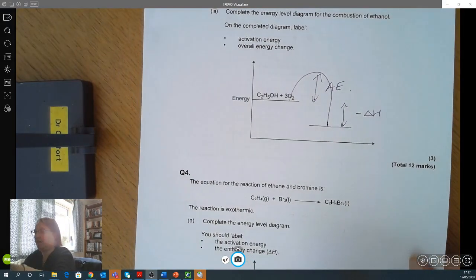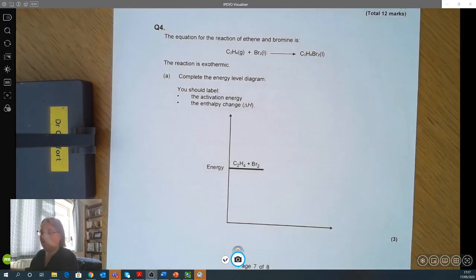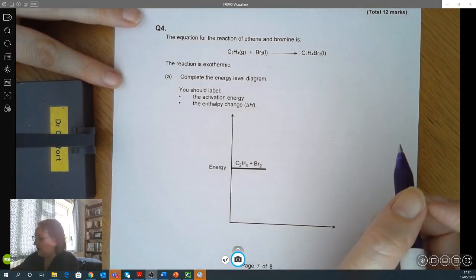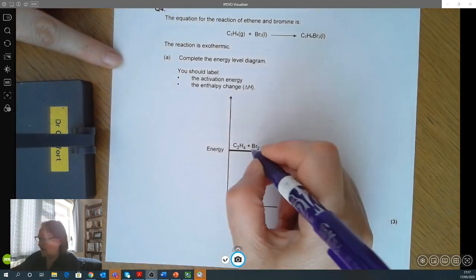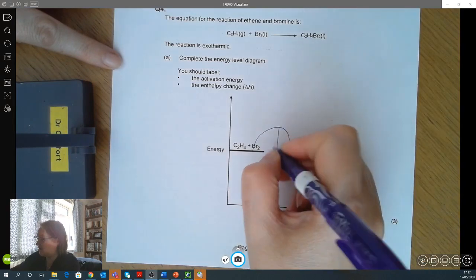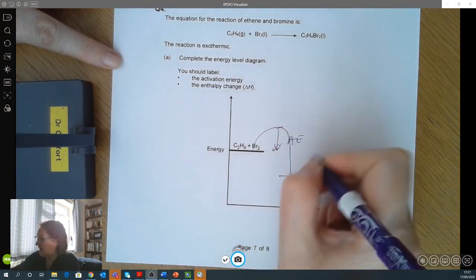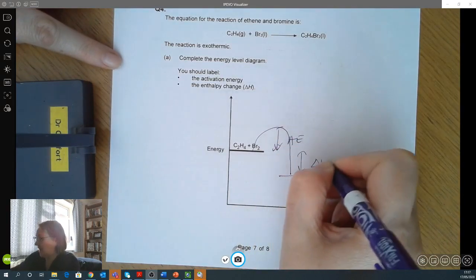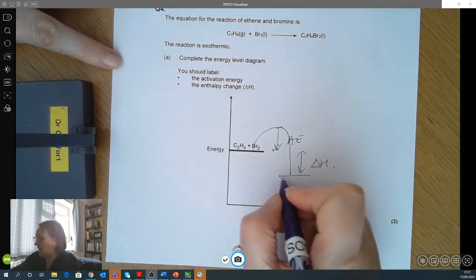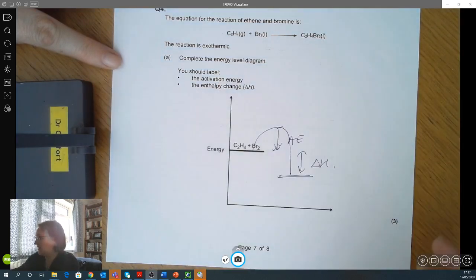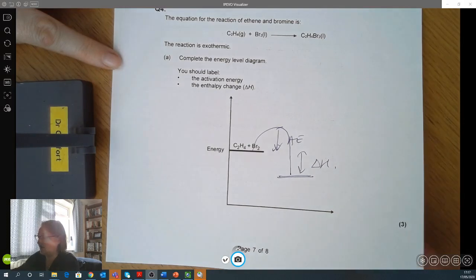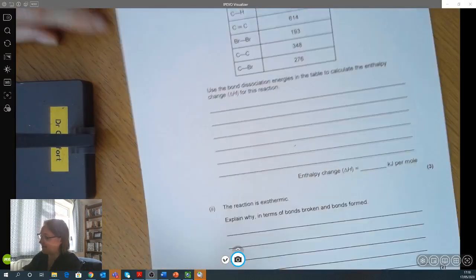Okay, final question, question 4. So I've got another exothermic reaction, so I'm doing exactly the same as I've just done, and the marks are exactly the same. So again, it's exothermic, so the line should be lower. I'm labelling delta H and I'm labelling activation energy. So it's literally the same question twice. Sorry about that.